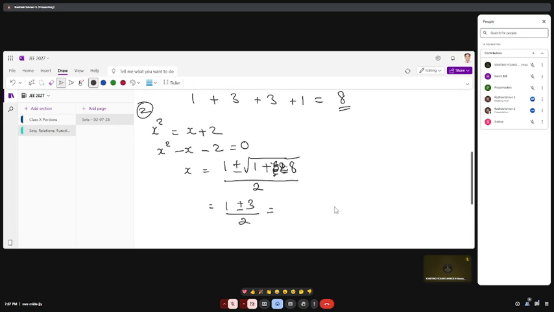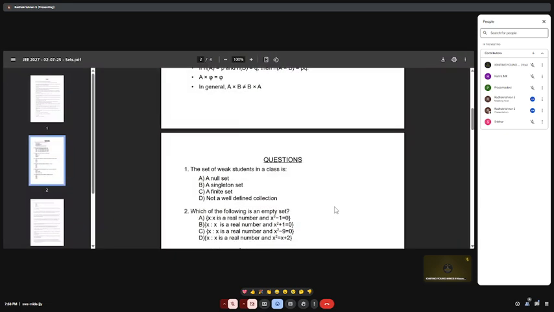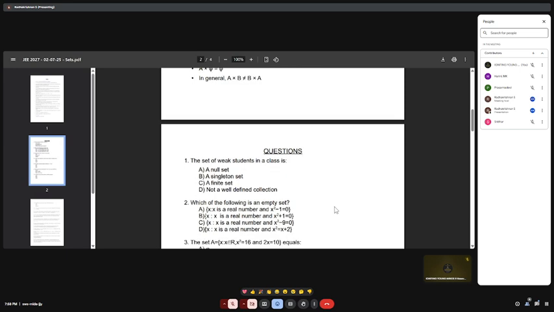So there is a solution. 1 plus 3 by 2, which is 4 by 2, is 2. 1 minus 3 by 2 is minus 2 by 2, which is minus 1. So there are two solutions. This set is going to have two values, 2 and minus 1. So this is not a null set. That means B is the correct answer here, because that is the only one where there is no solution, and therefore that will be an empty set. Okay.